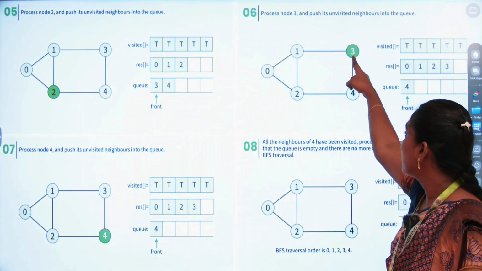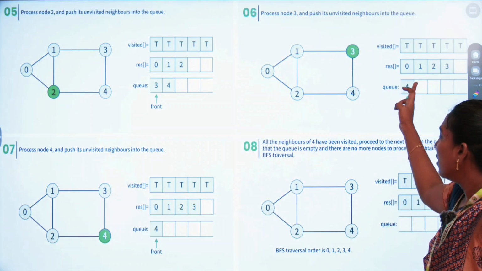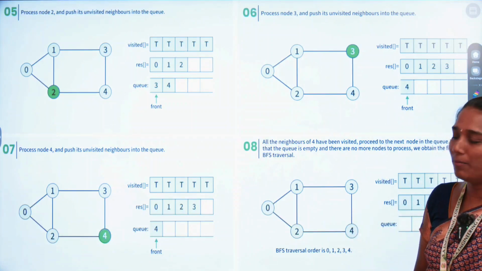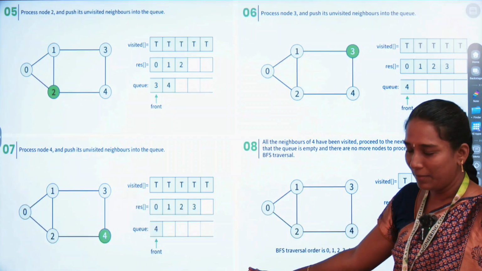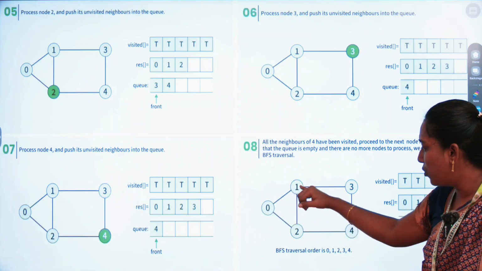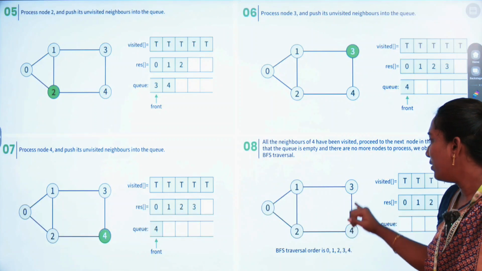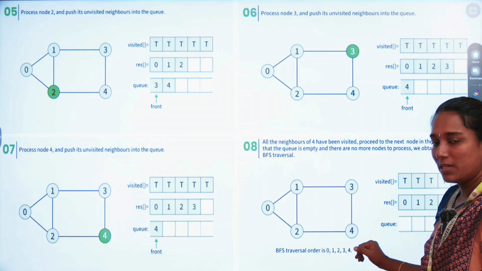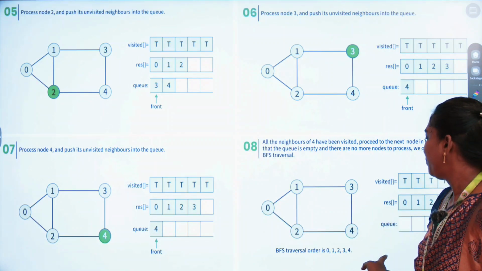Then again go to the next, see whether 3 has any node. No, it does not have any adjacent node, so it is dequeued. Now only 4 is left over here. Check whether 4 has any neighbor. No, it does not have any neighbor node, so again you can dequeue it. Now the queue becomes empty. So what is the traversal? First it starts with 0. The node explores 1 and 2. Then from 1 it explores 3, from 2 it explores 4. Then you check whether it has any adjacent vertices. When it has no adjacent vertices, the queue has become empty. So this is first in, first out.